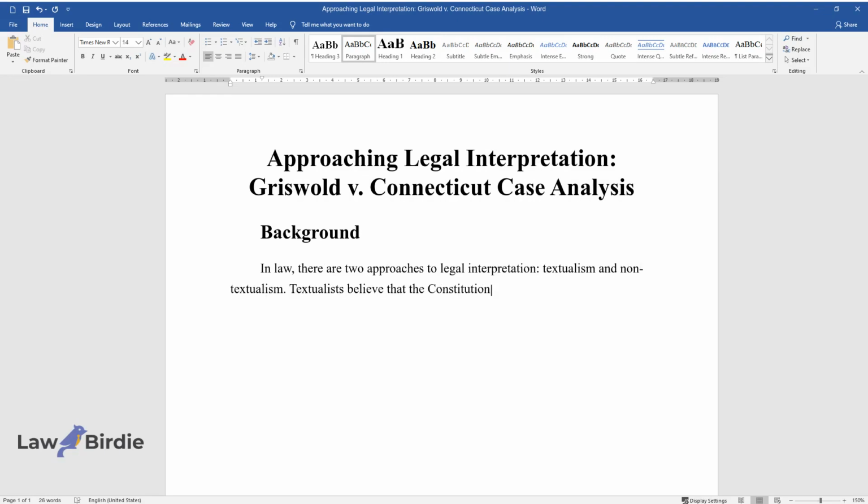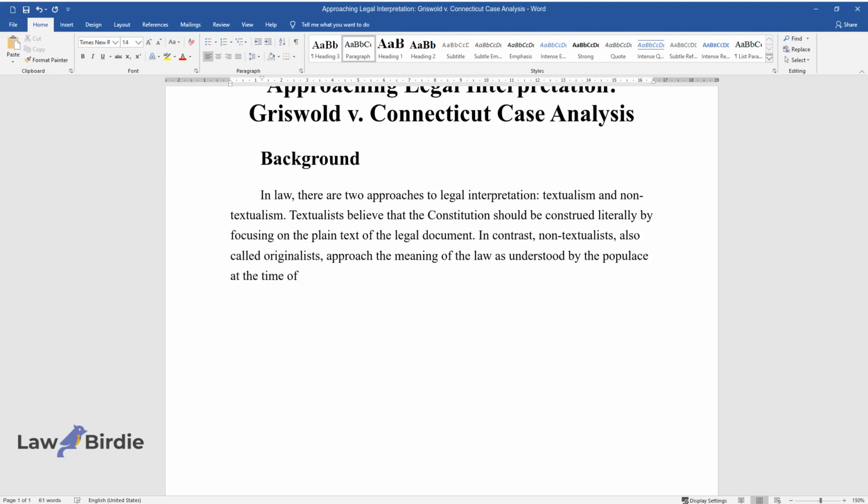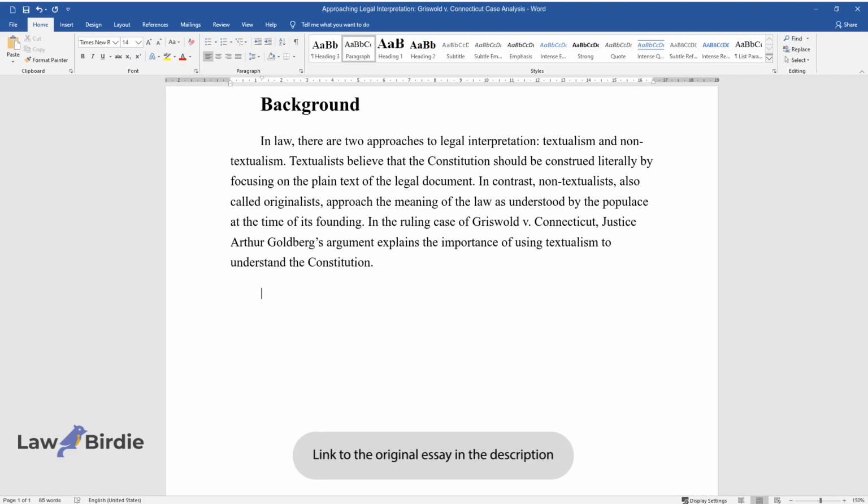Textualists believe that the Constitution should be construed literally by focusing on the plain text of the legal document. In contrast, non-textualists, also called originalists, approach the meaning of the law as understood by the populace at the time of its founding. In the ruling case of Griswold vs. Connecticut, Justice Arthur Goldberg's argument explains the importance of using textualism to understand the Constitution.